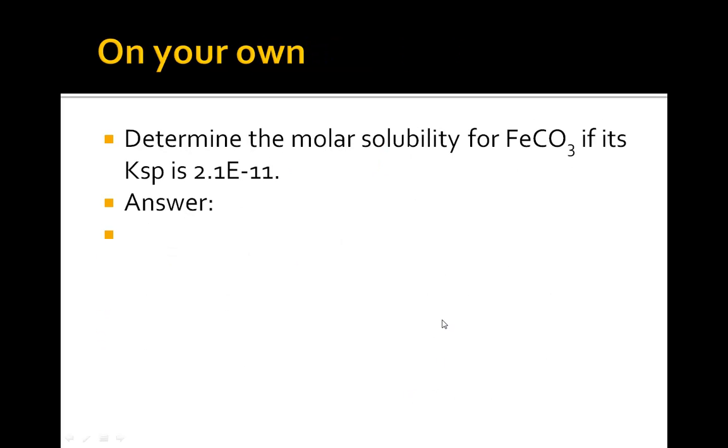All right, here's the first one that you're going to do on your own. Determine the molar solubility for iron carbonate, so that's iron 2 carbonate, FeCO3, if its KSP is 2.1 times 10 to the minus 11. So pause the video, do the workout, unpause when you have your answer.